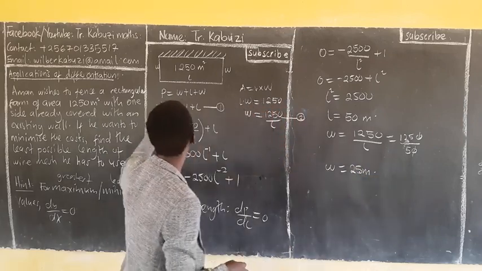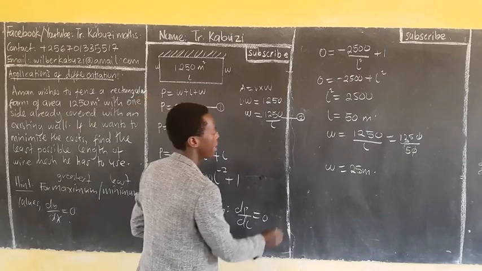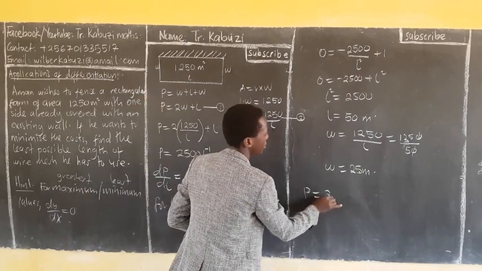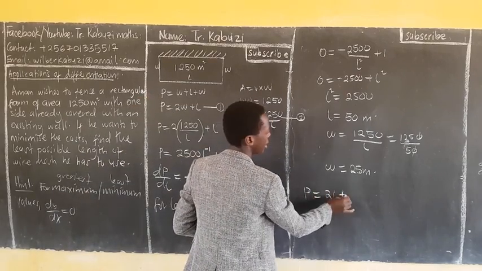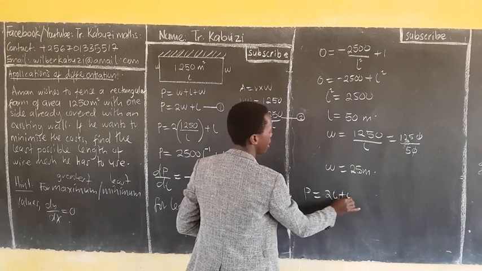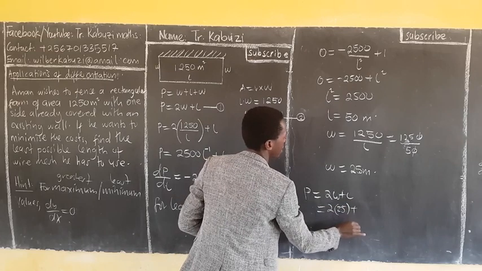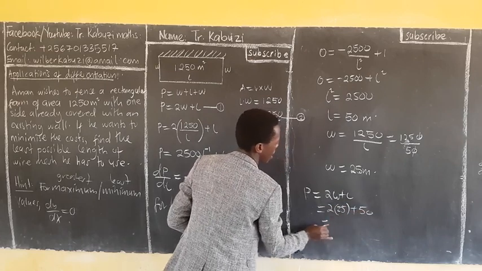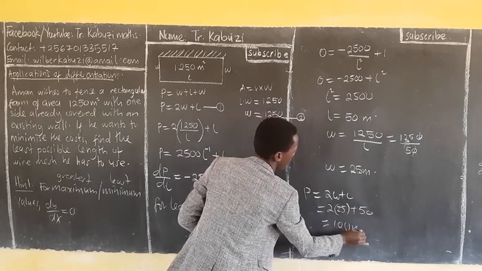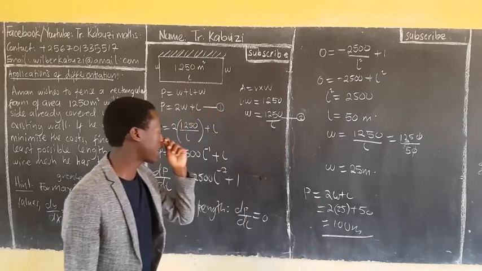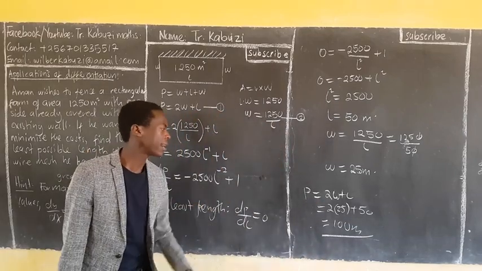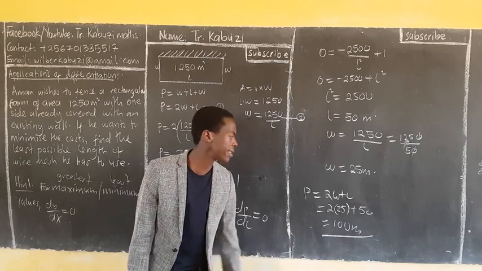Now from here, remember my perimeter is 2W plus L, which will be 2 into 25 plus L, which is 50, and the answer we get here is 100 meters. So the wire mesh this man can use to minimize the costs is of length 100 meters.